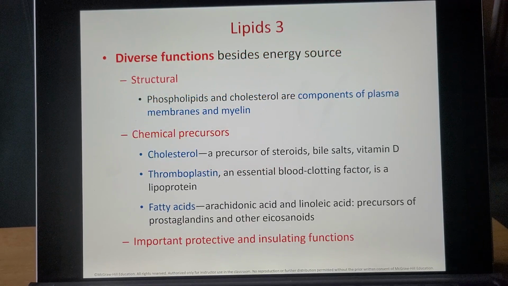Okay, so functions of lipids. So structural with our phospholipids, making our cells, as well as cholesterol, helping to maintain plasma membrane stability. They're also a precursor for other molecules. So cholesterol being the parent molecule for steroids, as well as biles. Thromboplastin, which is necessary for blood clotting. Different fatty acids, which can then be used as signaling molecules, and helps with protecting the body and insulating the body. Basically, all that fat tissue around your body. So, fat butt, you fall on it, you have good cushion.